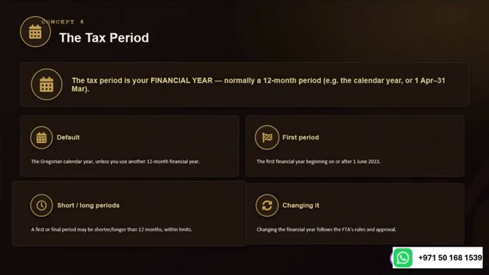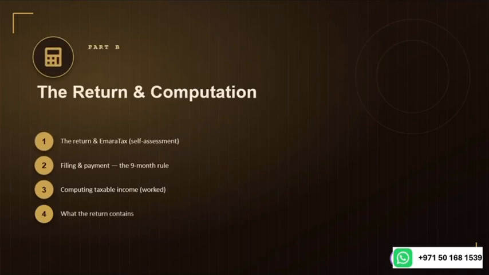Define the tax period for corporate tax, typically aligning with the financial year, and understand the options for different period lengths. Get an overview of the return and computation process, focusing on self-assessment and filing requirements.